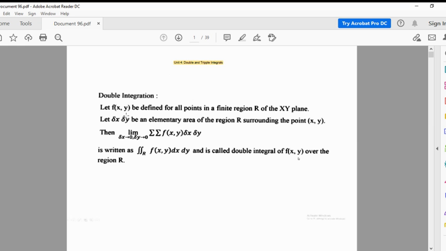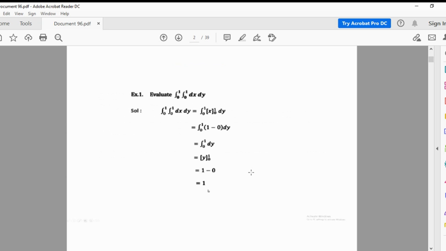Let f of xy be defined for all points in a finite region R of the xy plane. Delta x delta y be the elementary area of the region R surrounding the point xy. Then the limit delta x tends to 0, delta y tends to 0, summation of f of xy delta x delta y is written as double integral over the region R f of xy dx dy, and it is called the double integral of f of xy over the region R.